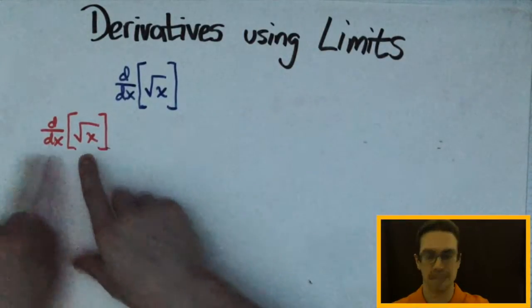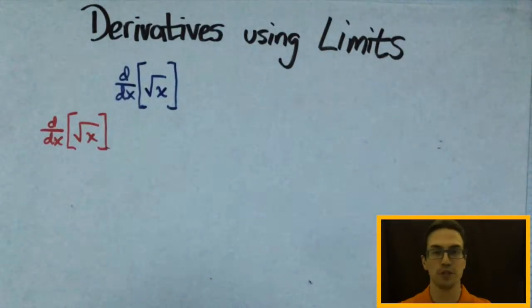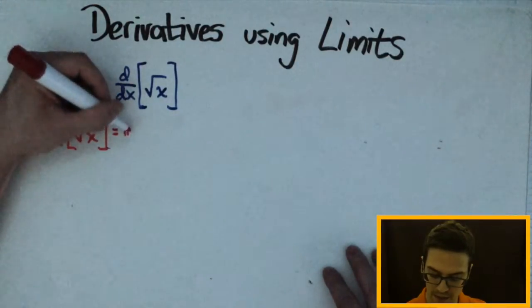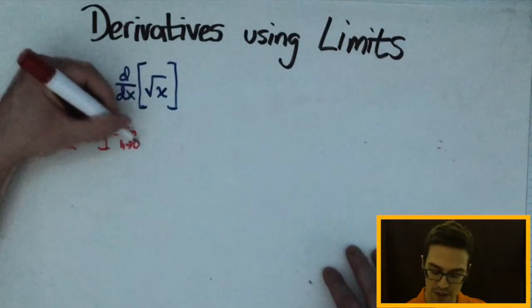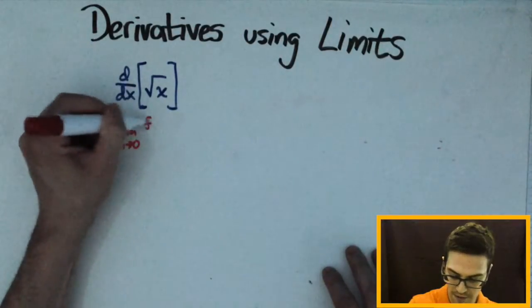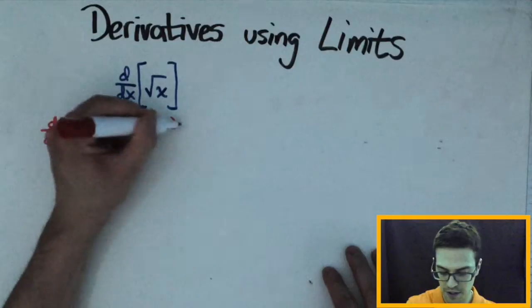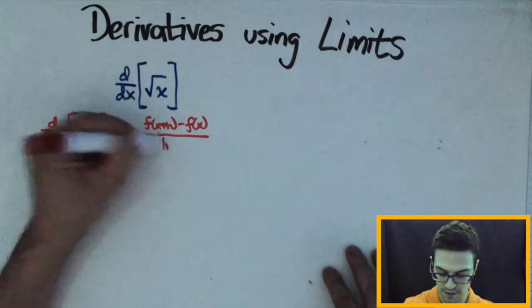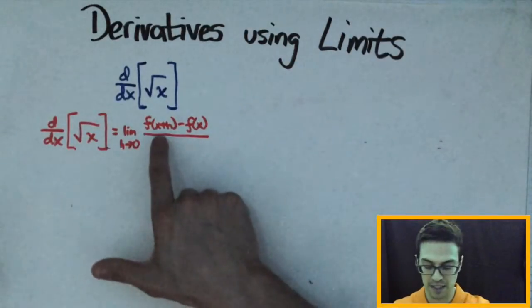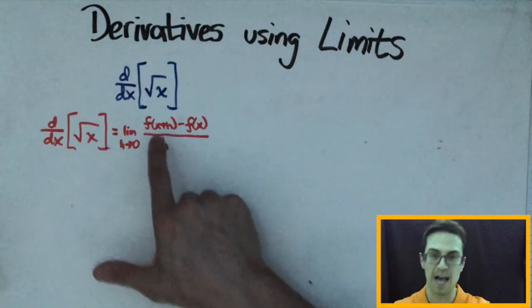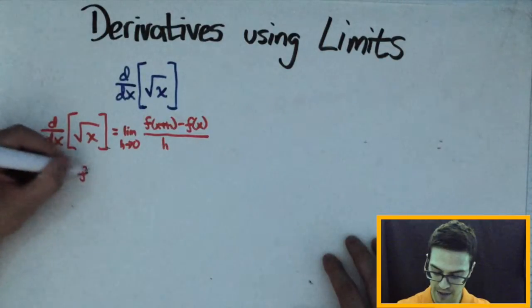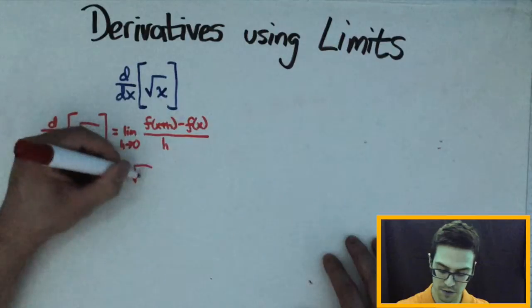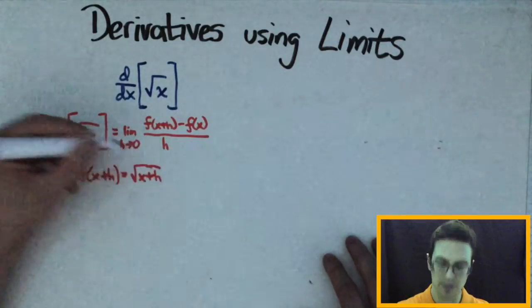I just kind of copied it down here. So from here, the first thing we're going to do is write out the limit definition of a derivative. So we have the limit as h goes to 0 of f of x plus h minus f of x all over h. Now, what I'm going to do next is substitute these values in. So this f of x plus h, I'm just going to write that down here. F of x plus h is going to be equal to the square root of x plus h.